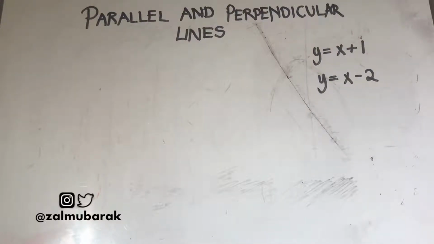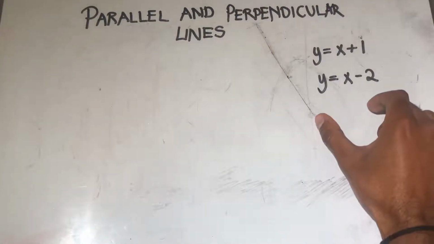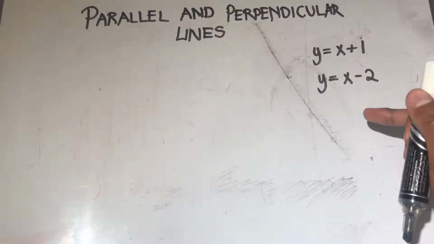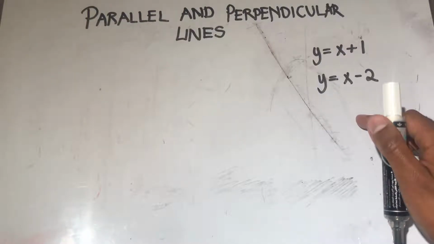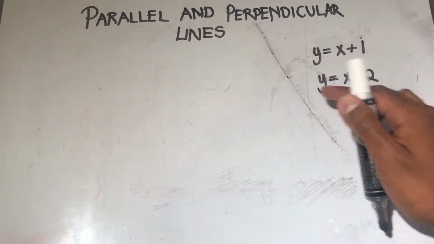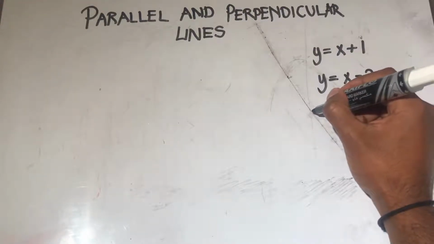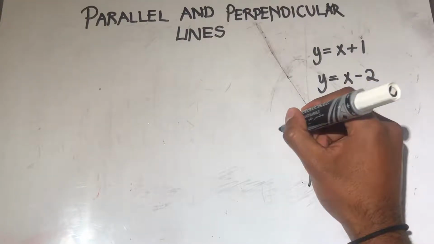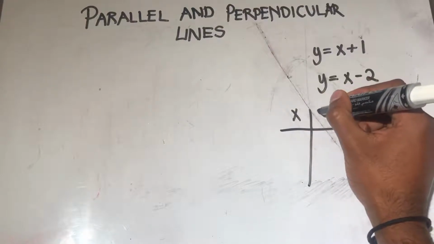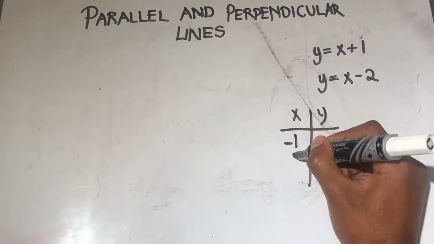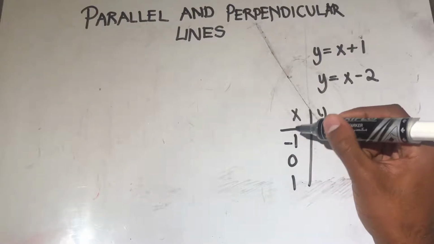And what we're going to do is construct a table of values for x, plug them into the equation, and that'll generate values for y. Then we're going to go ahead and graph both equations onto the graph. So here's our first table. We have x and y. Let's choose values like -1, 0, and 1.